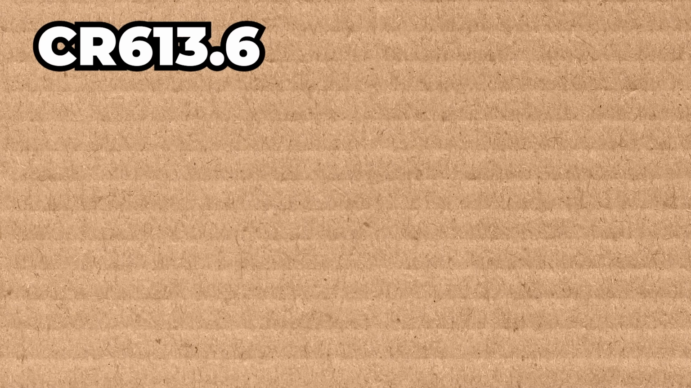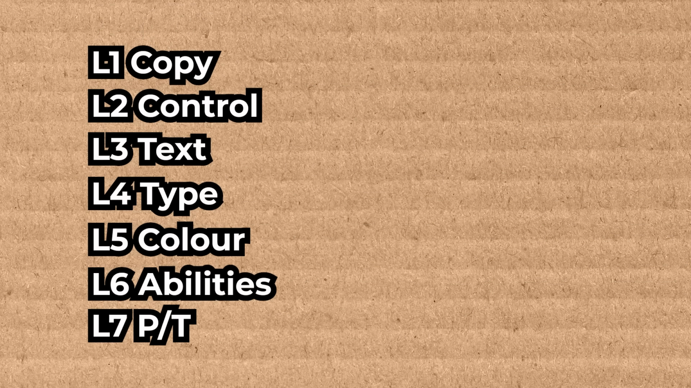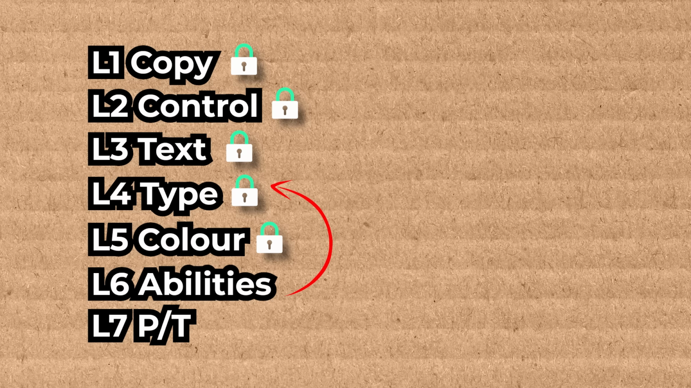Rule 613.6 tells us, if an effect starts to apply in one layer and/or sublayer, it will continue to be applied to the same set of objects in each other applicable layer and/or sublayer, even if the ability generating the effect is removed during this process. So this is what I mentioned before. Once we apply a layer, it effectively gets locked in, and removing that ability later on, for example in layer 6, won't stop that ability from applying.